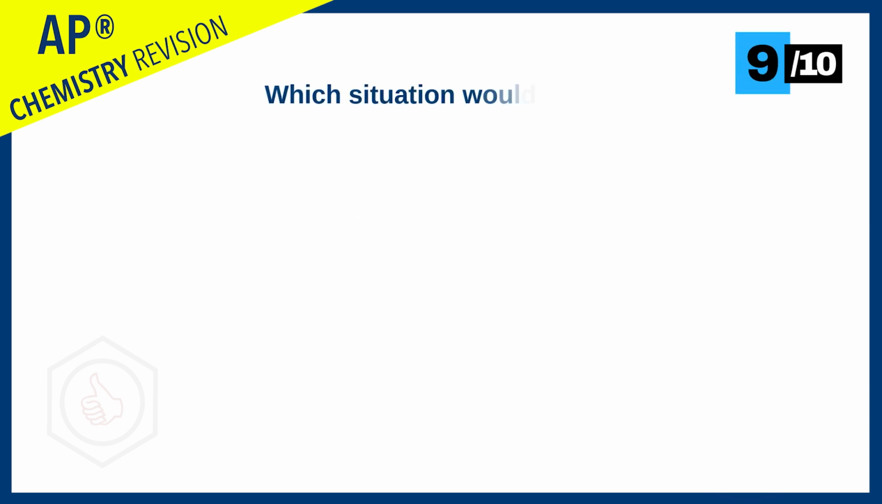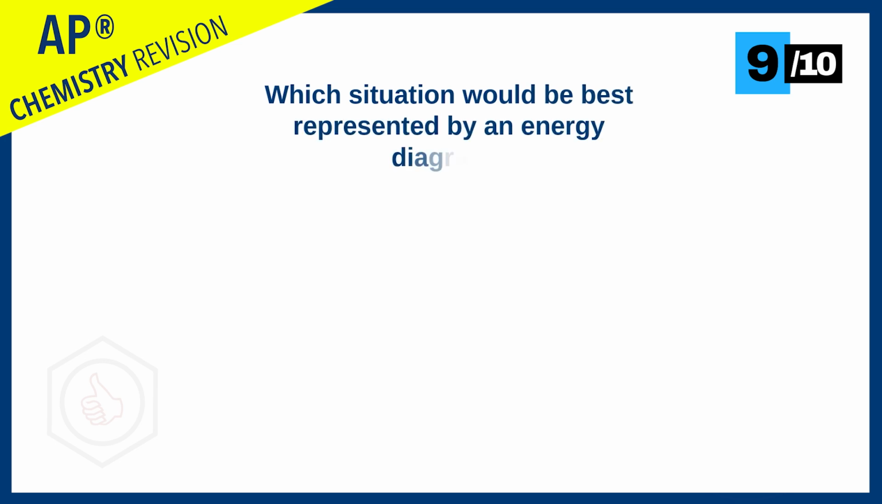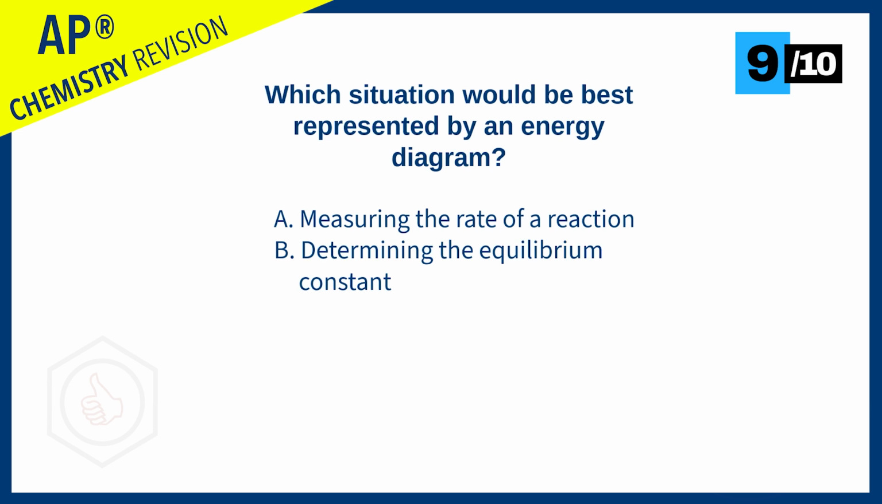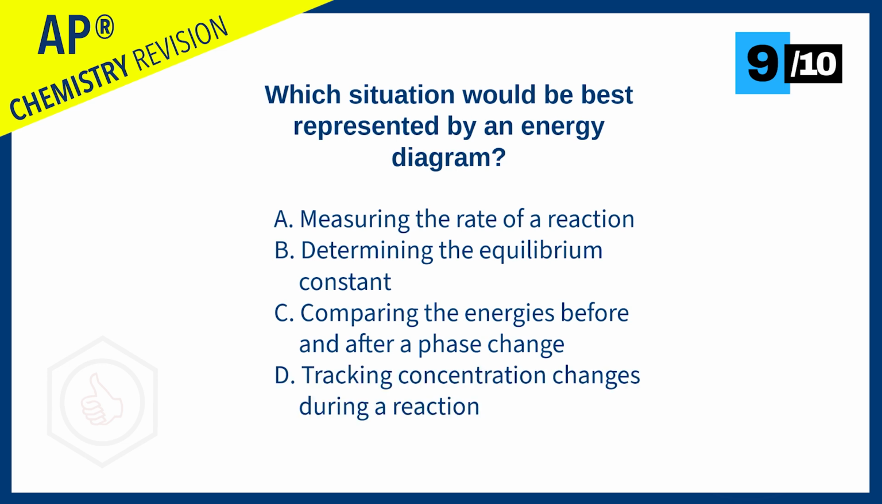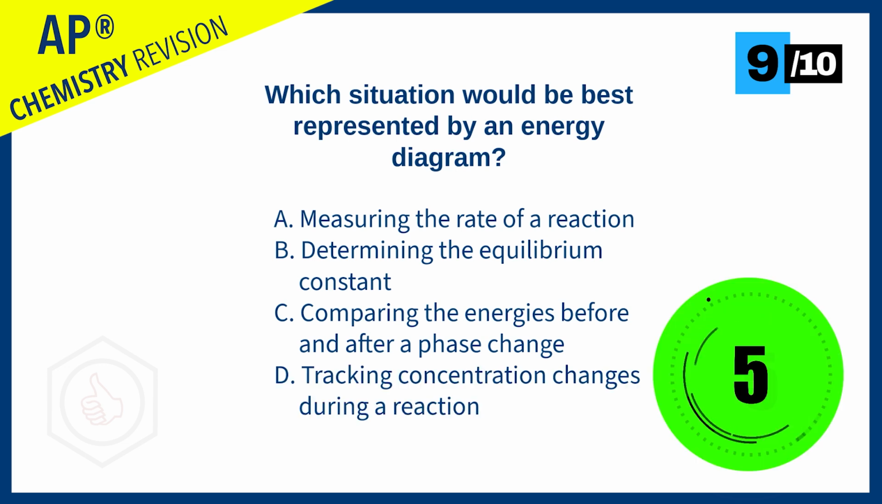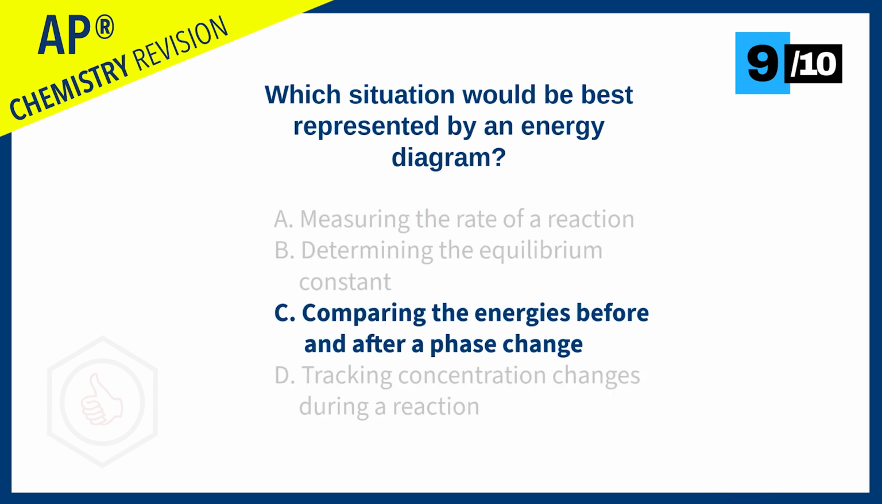Which situation would be best represented by an energy diagram? Measuring the rate of a reaction, determining the equilibrium constant, comparing the energies before and after a phase change, or tracking concentration changes during a reaction. The answer is comparing the energies before and after a phase change, because energy level diagrams are used to show relative energy changes during a reaction or process.